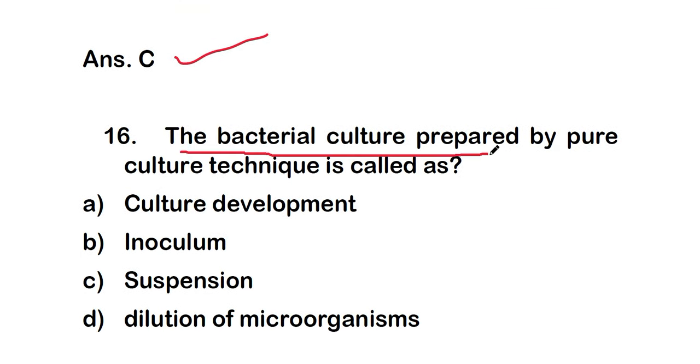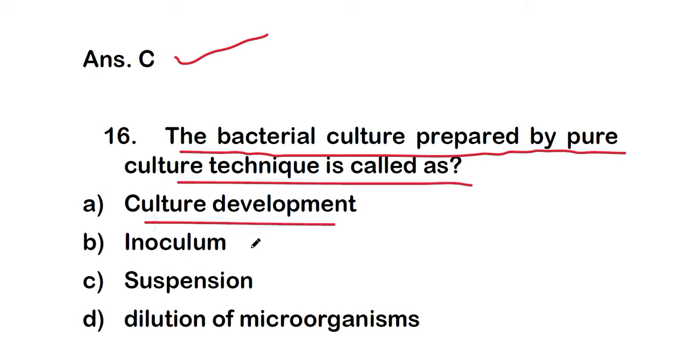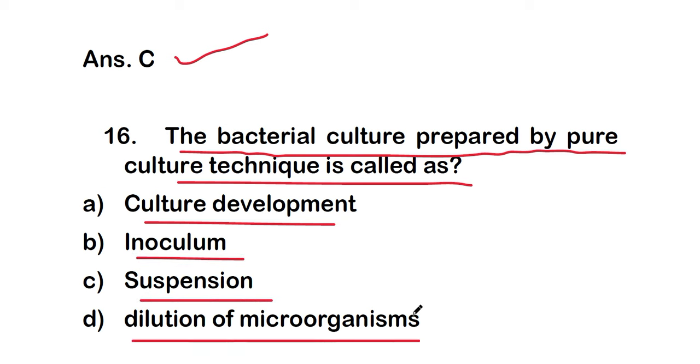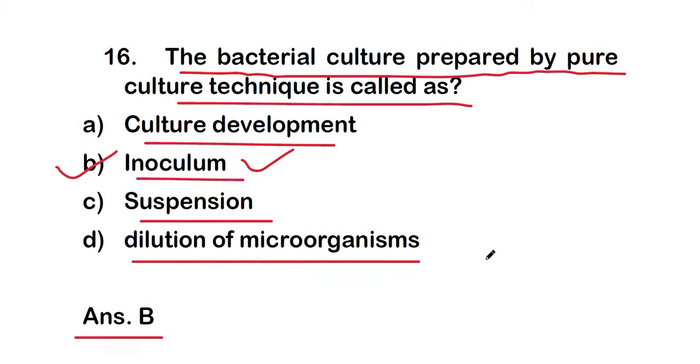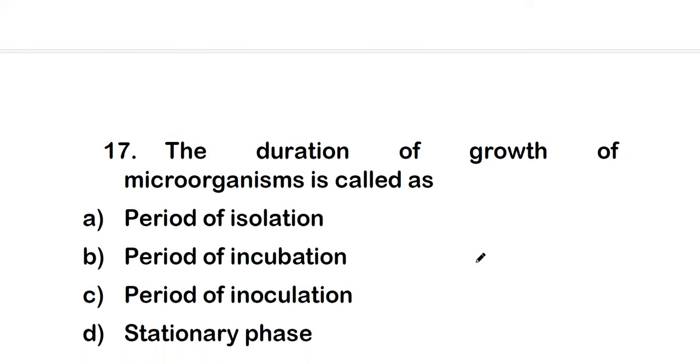The bacterial culture prepared by pure culture technique is called as option A, culture development, option B, inoculum, option C, suspension, option D, dilution of microorganisms. And the right one is option B, that is inoculum. So the bacterial culture prepared by pure culture technique is called inoculum. Okay, so let's move on to question number 17.